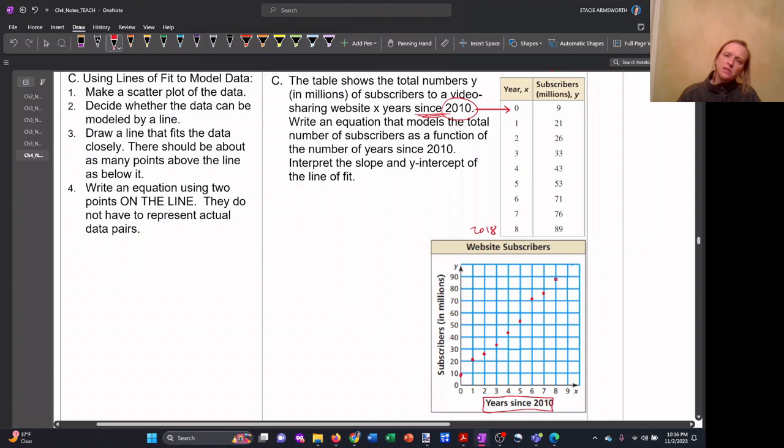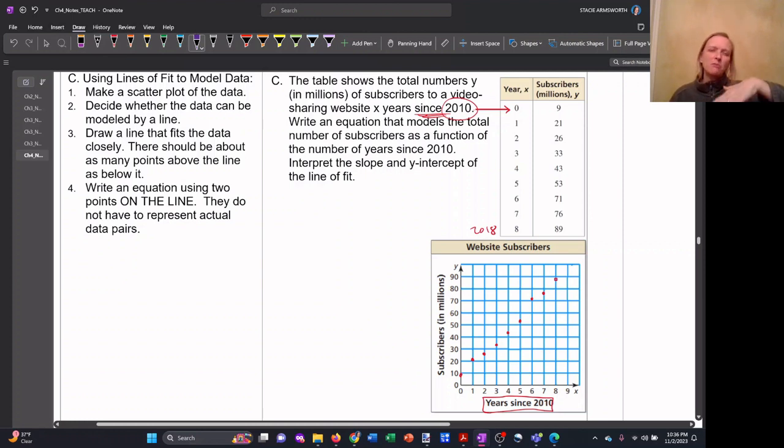So those are my data points, and they do seem to be roughly linear. And so I'm going to go ahead and try to draw a line of fit that matches my data. Now, a line of fit is just a line drawn on a scatter plot that is close to most of the data points. It can also be called a trend line.